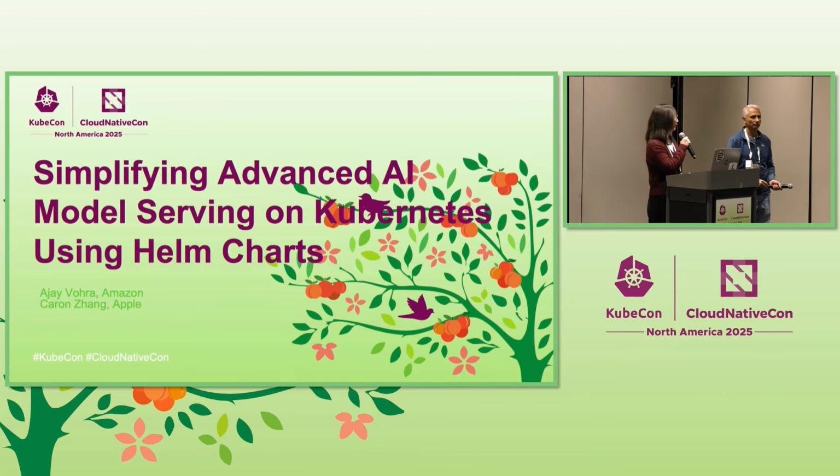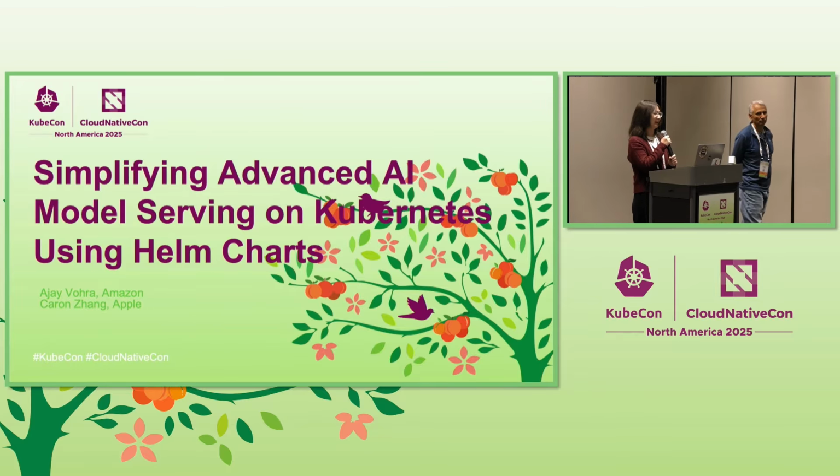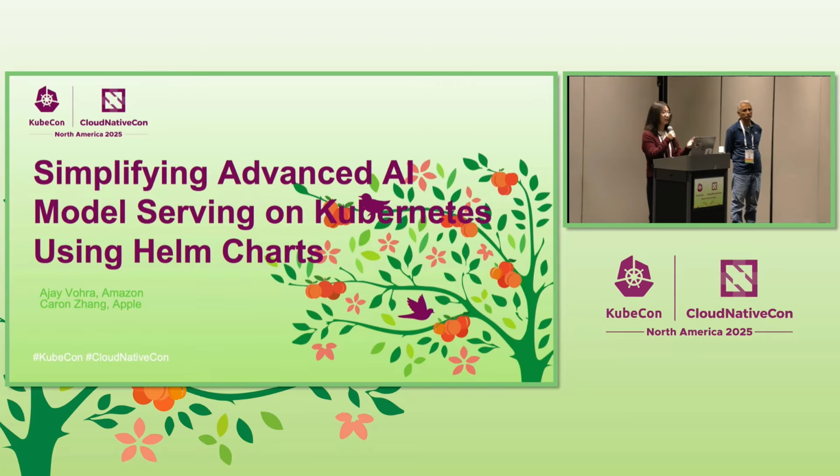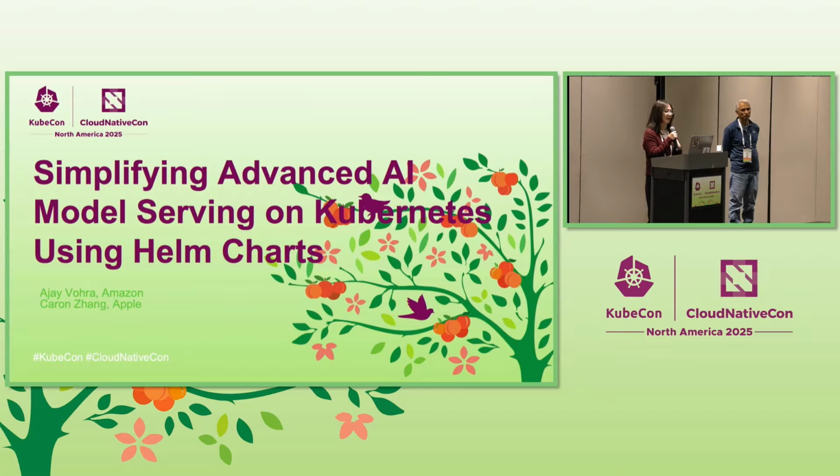So yeah, today jointly we'll be talking about simplifying advanced AI model serving on Kubernetes using Helm charts. As we all know, AI is evolving faster than ever. But to reliably serve the diverse types of models ranging from LLMs to multimodal models to stable diffusion models and so many more on Kubernetes still remains a very challenging task. So in today's talk, we'll be sharing some of the common challenges in bringing up this stack in Kubernetes faced by ML engineers like myself and the operations team.